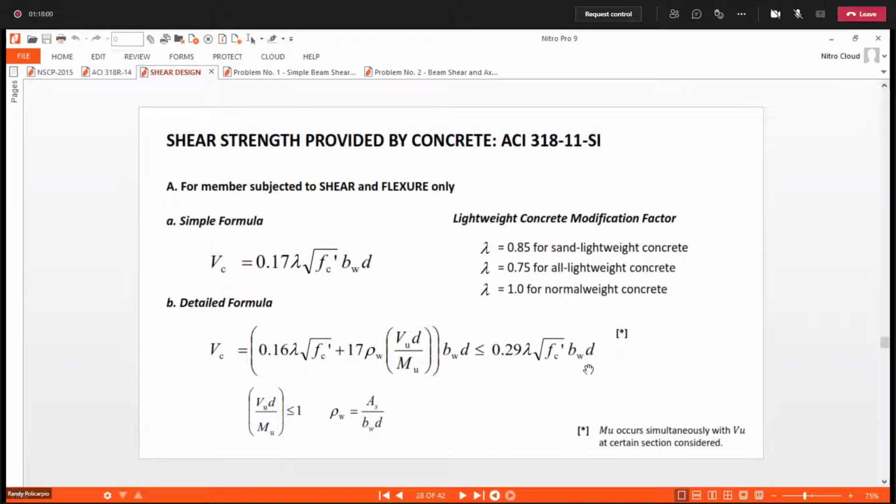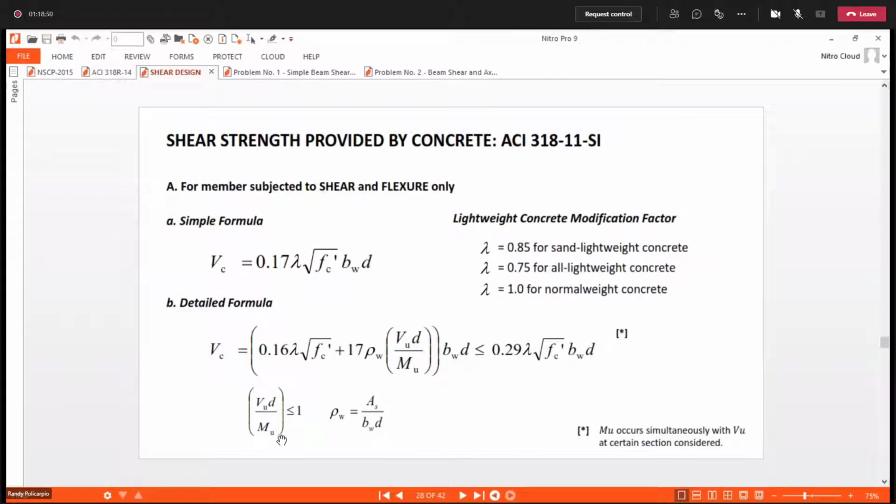You need to satisfy that. Now, the Vu d over Mu, we get the Vu from the shear diagram, and the Mu likewise from the moment diagram. This means where Vu occurs, that is also where you get Mu. Let me repeat: where Vu occurs, that is where you get Mu. As mentioned here, Mu occurs simultaneously with Vu at the section considered. Now, if we get this ratio multiplied by the other term, it should be equal or less than 1.